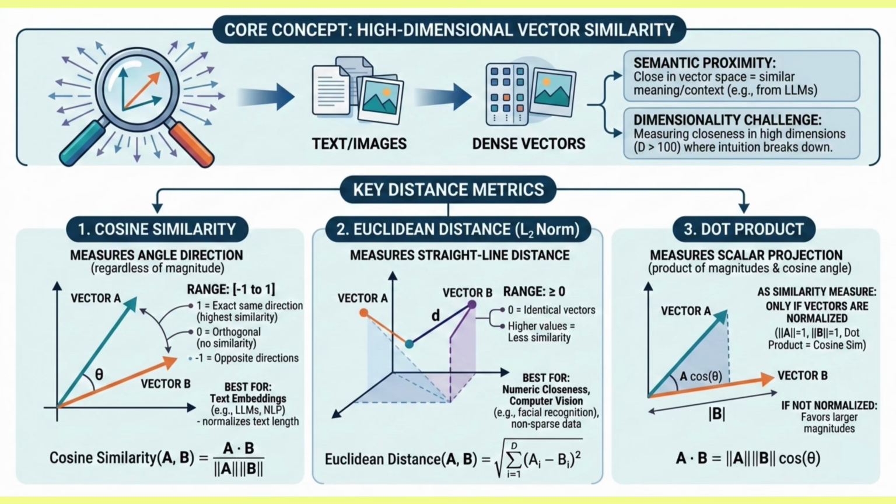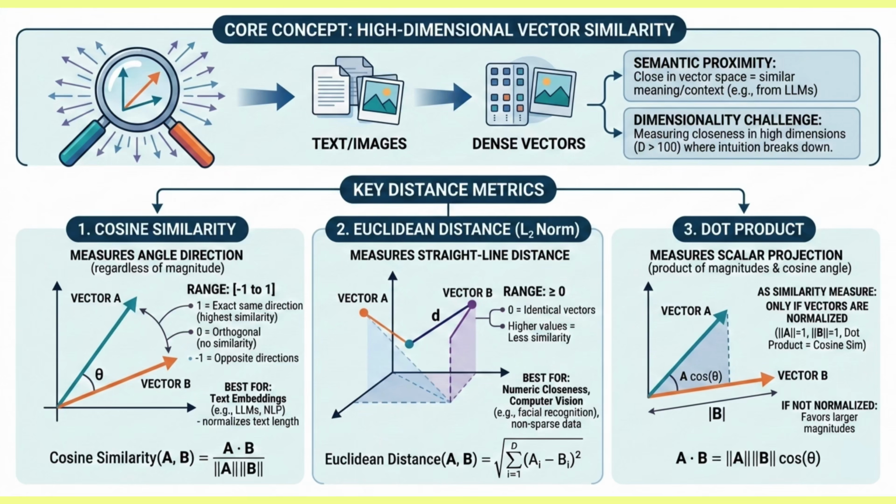The choice of distance metric is crucial and depends heavily on the type of data and the specific problem being solved. The primary goal is to produce a score where a higher score typically indicates greater similarity, or in the case of distance, a lower score indicates greater similarity or closeness.